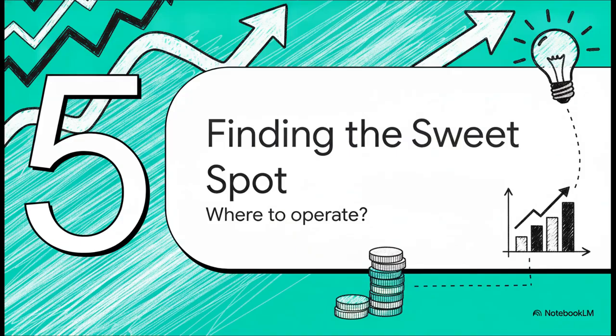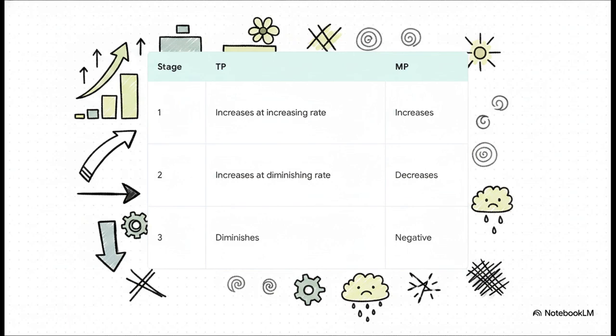All right, on to our final stretch, Section 5, Finding the Sweet Spot. Let's walk through this side-by-side summary just to lock it all in. In Stage 1, your total product is shooting up at an increasing rate, and that's because your marginal product is actively rising to its maximum. Then, in Stage 2, total product is absolutely still growing, but at a diminishing rate, because marginal product is slowly decreasing towards zero. And finally, in Stage 3, things get bad. Total product actually drops because marginal product has officially gone into the negative.